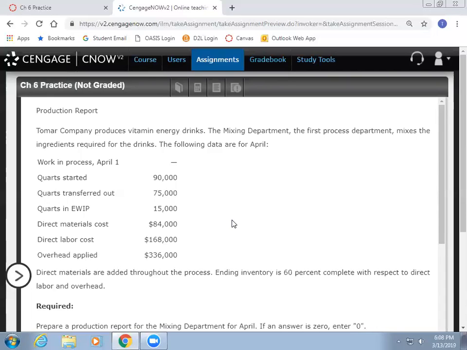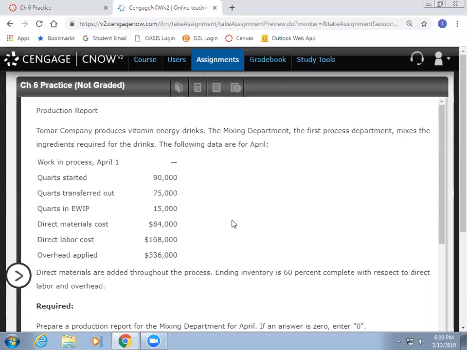75,000 were transferred out, meaning they were completed. And then there's 15,000 in ending work in process. And then it gives us materials, labor, and overhead. Okay. And then it tells us dry materials are added throughout the process. Ending inventory is 60% complete with respect to direct labor and overhead.